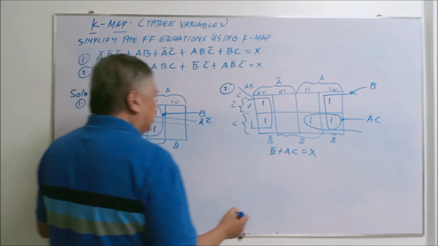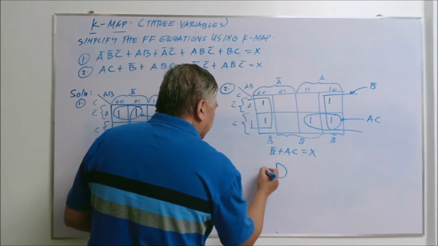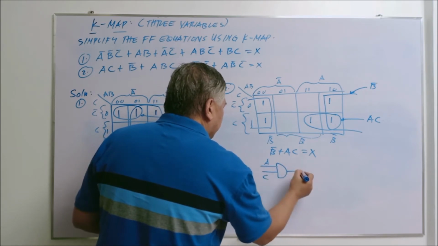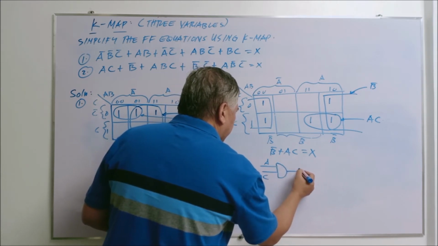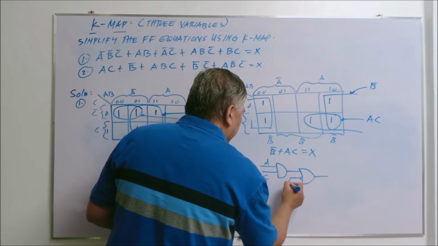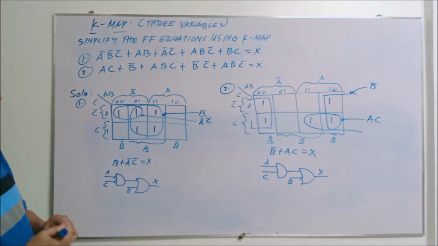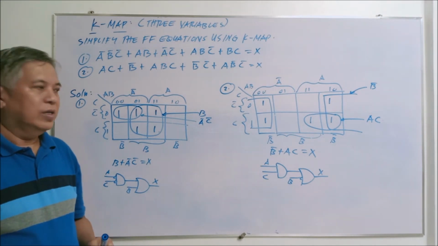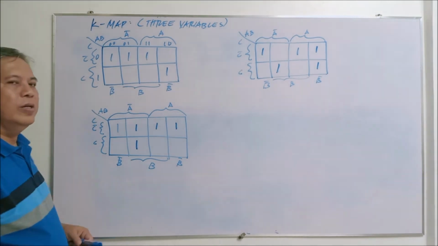So, our logical equation will be, you have an AND gate represented by inputs A and C, and then we have B bar. So B bar is being ORed to AC. So we have here an OR gate, with B complement, and that is your X. So that will be our solution for this particular example.